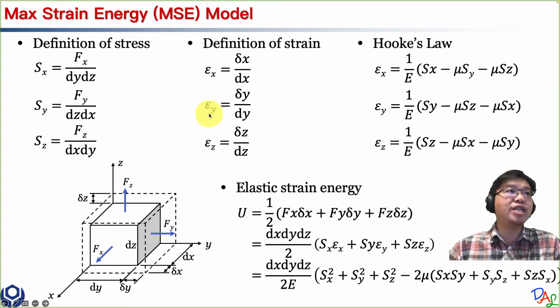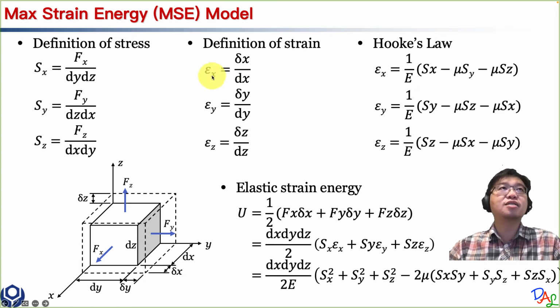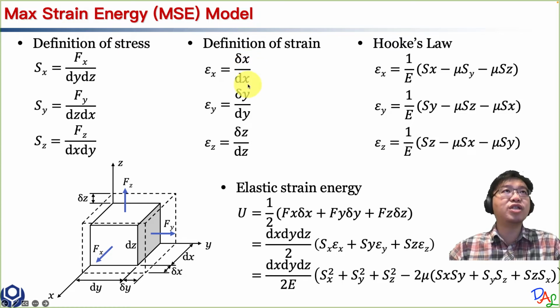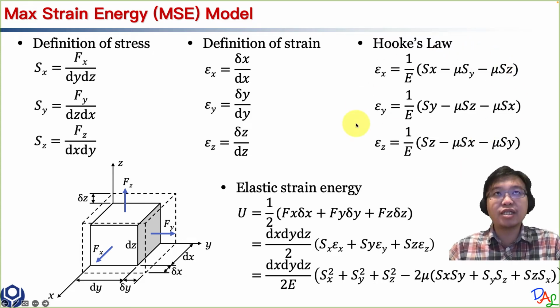So for strain along the x direction, the deformation is delta x, and the original length is dx. That's why strain epsilon x equals delta x over dx. Similarly, we can have the other two equations over there. Now, the third part we're going to talk about is based on elastic mechanics.